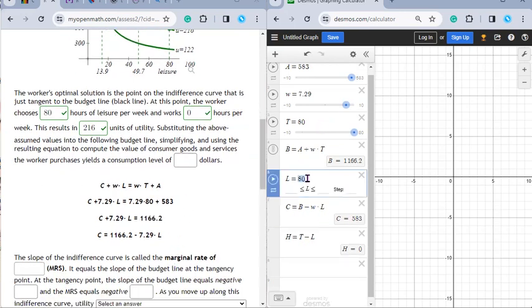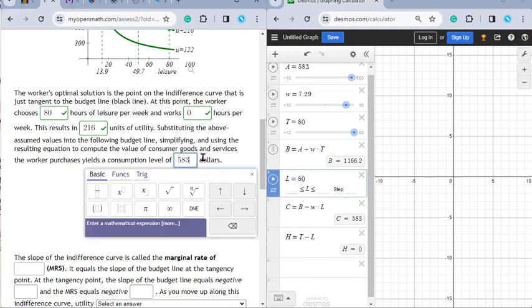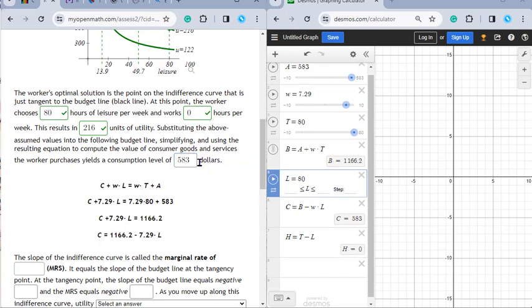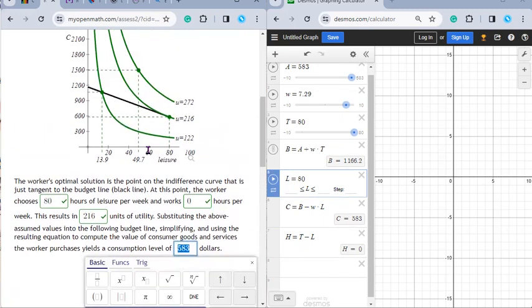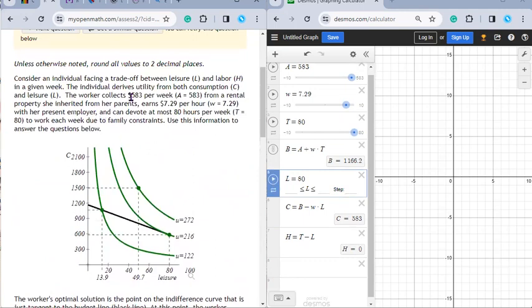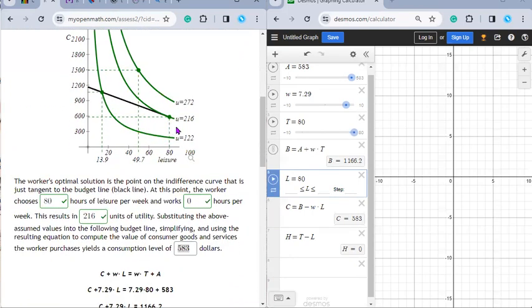So at 80 hours of leisure, her consumption is 583, which makes sense, because she has zero earnings. She has zero earnings because she has worked 0 hours. So 0 times her wage is 0. And so her consumption comes purely out of that weekly allowance she gets from the property she inherited from her parents. That's rental income she gets.